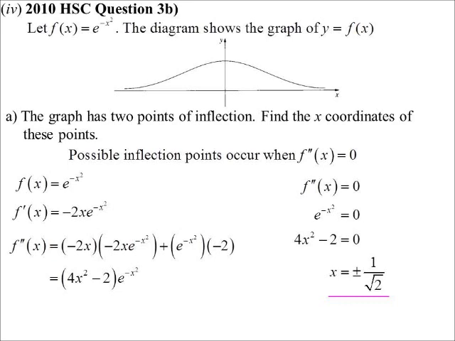I do not have to go and confirm that these are inflection points, because they have told me it has 2 points of inflection. And I've found 2 possibilities. Well, because they've told me there's 2, then I must have found both of them. Now, if I'd come up with 3 solutions, okay, then I would have to go and check and see which ones are the inflection points.